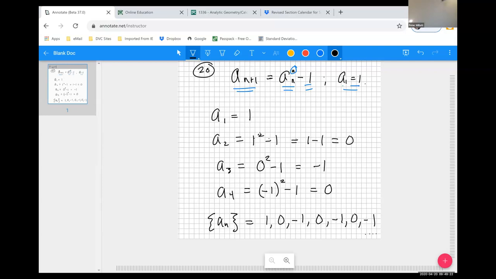So there's an example using one of the things they introduced in 8.1, which is the idea of expressing a sequence using a recurrence relation or a recursive definition, where you define the n plus 1th term based on the previous term to show how you move down the sequence. Questions, comments, or discussions about this example of one of the problems from 8.1?